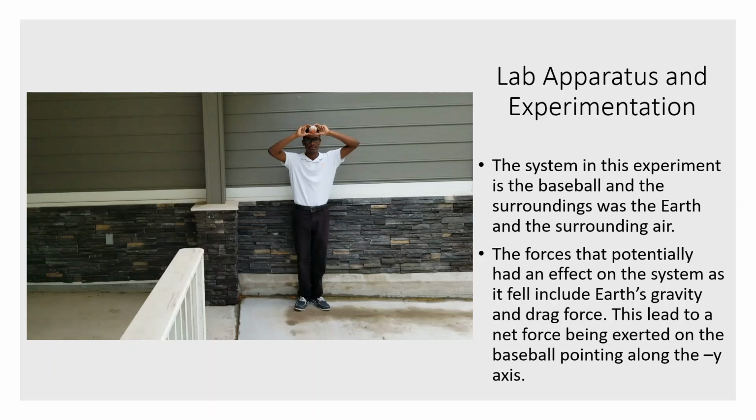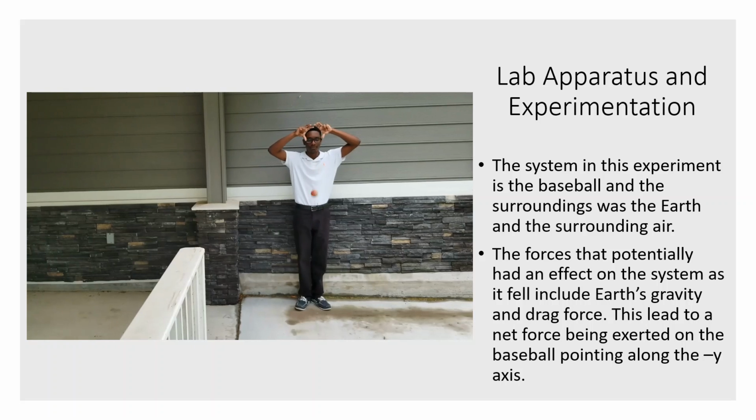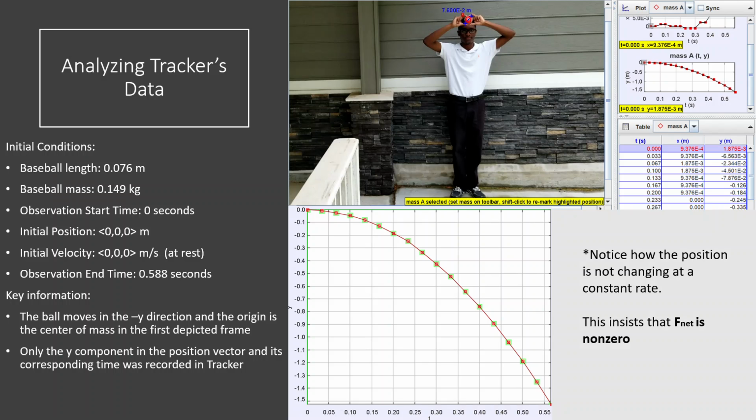For my lab, I dropped a baseball falling in a straight line moving along the negative y direction and tracked its motion in Tracker. To the right, you can see that the system in this experiment is the baseball I dropped, and the surroundings was the earth and potentially air if you're considering a drag force. Due to these forces, the baseball is dropped at an increasing acceleration moving along the negative y-axis.